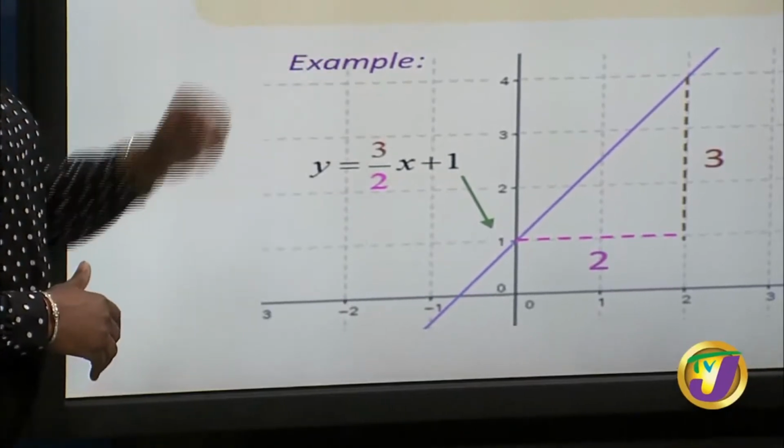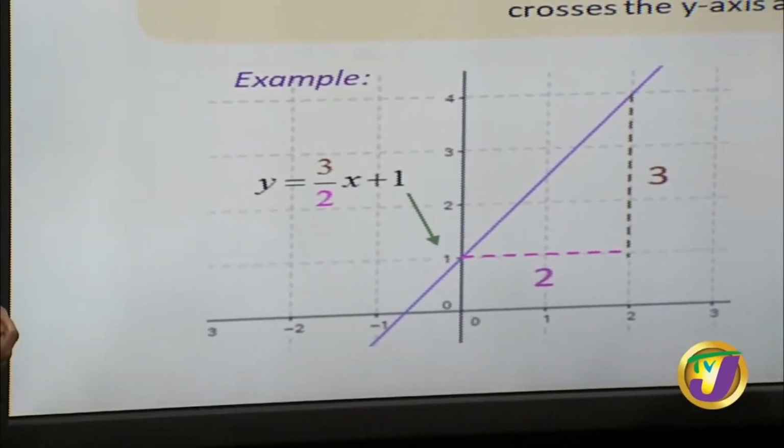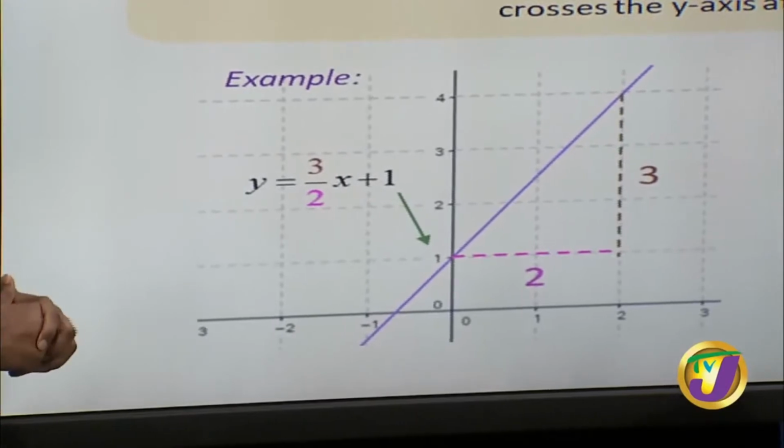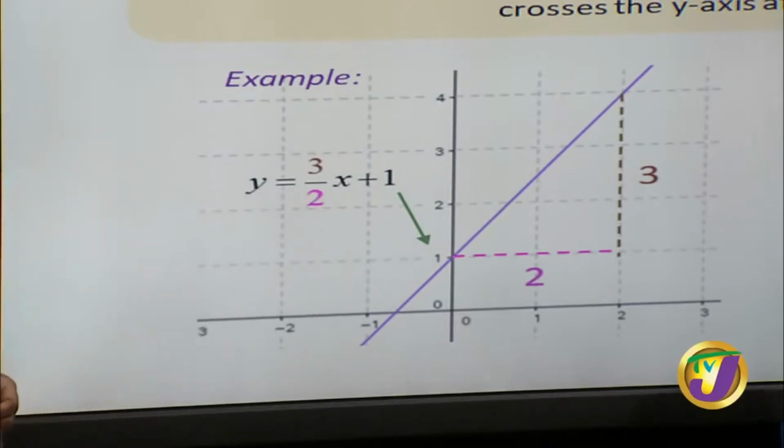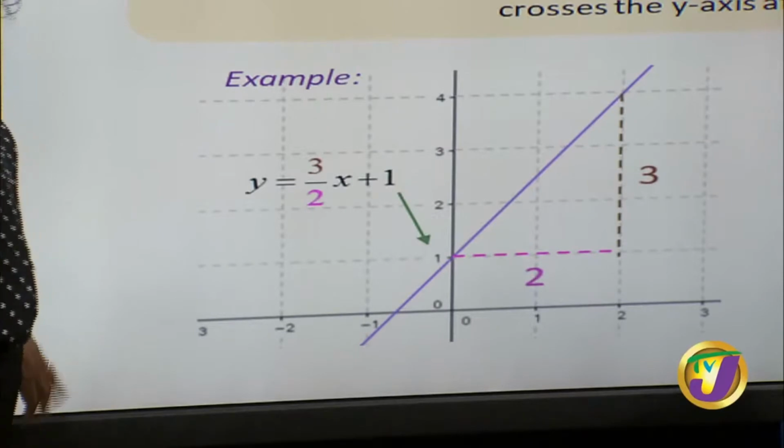So the 3 would represent... The 3 would represent the vertical movement, or some people call that the rise. The rise, yes. And then the 2 would be the horizontal movement, which would be the run. The run. All right, good.